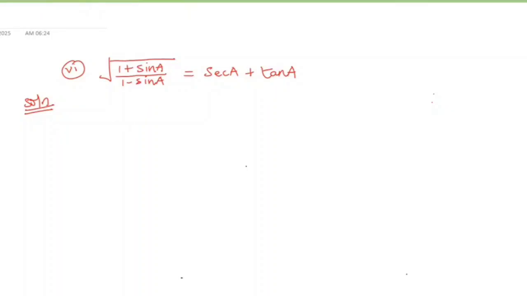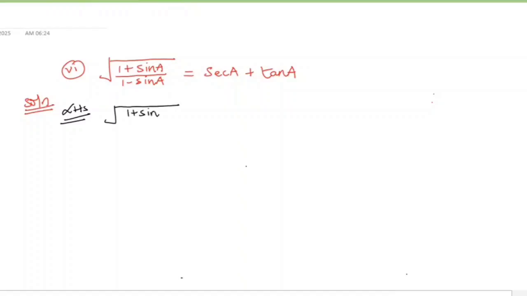So in the last video we discussed exercise 8.4 question number 5. So we'll continue with the video. Our next question is question number 6, that is root over (1 plus sin A) by (1 minus sin A) equal to sec A plus tan A. So first we'll write the left hand side. What is given, you see, root over (1 plus sin A) by (1 minus sin A).